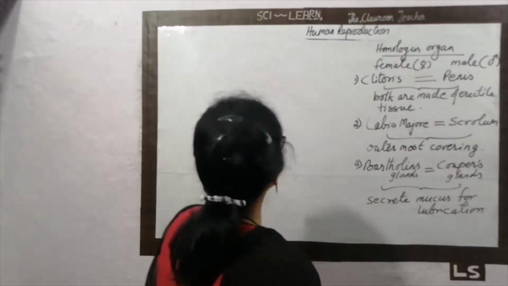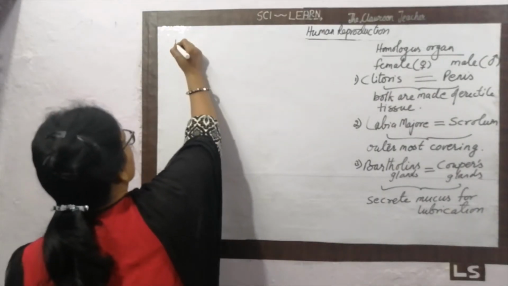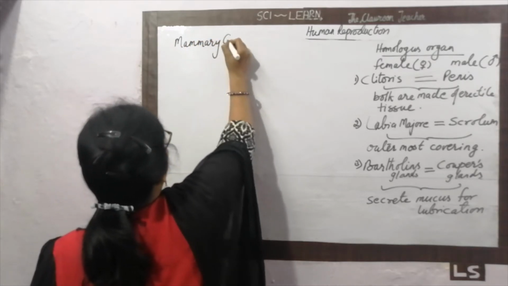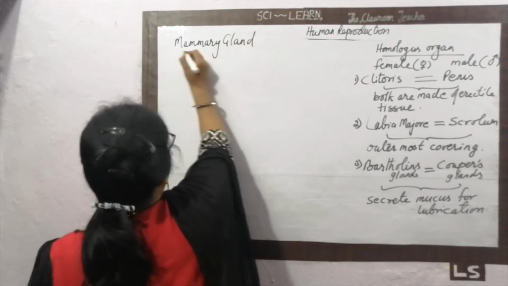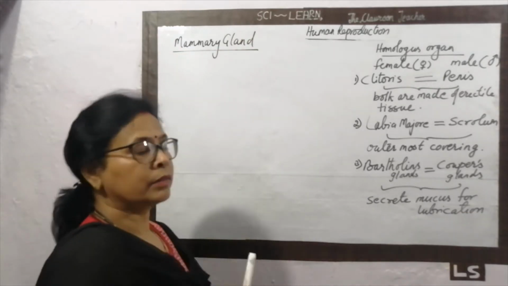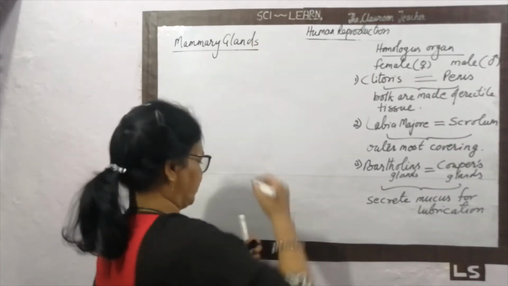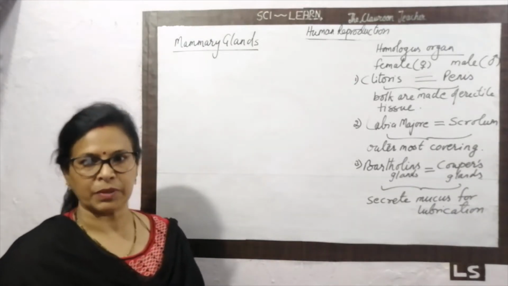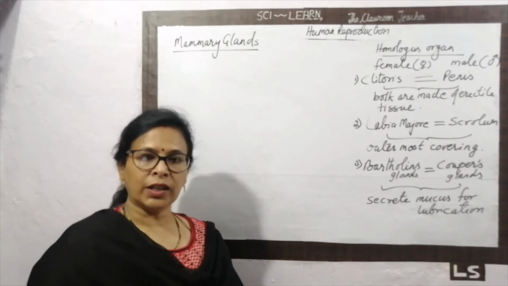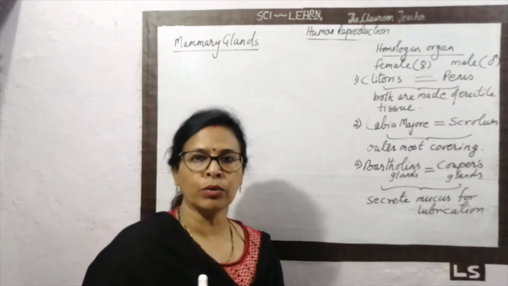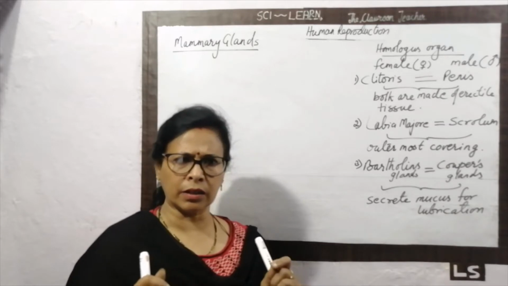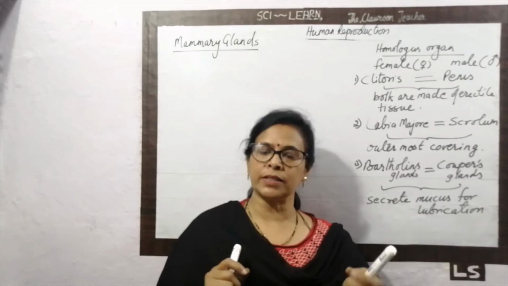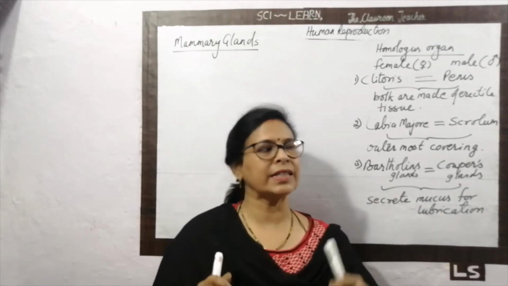Now let's move towards the glands. The gland present in the female body is called the mammary gland. It is a paired structure, present in a pair. Must remember, it is a compound gland, compound because it is made of two parts: one is the tubular part and one is the saccular part.